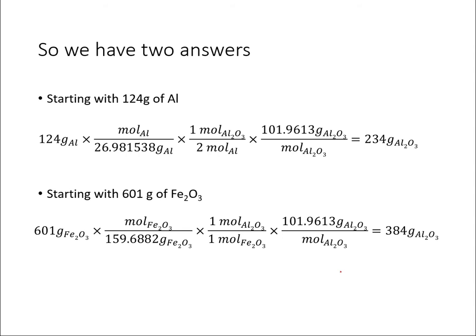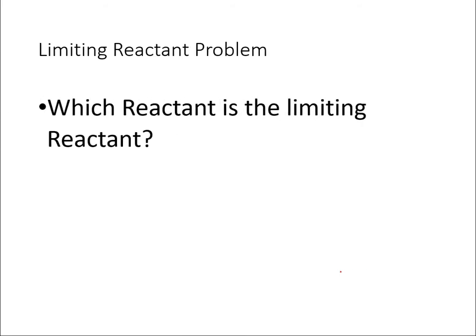So in this situation, it's the same. We're going to pick the smallest number, the 234 grams of aluminum oxide. This is how much we could make if we were to react 124 grams of aluminum with 601 grams of iron oxide. If we mix these together and allow them to react, we would make 234 grams of aluminum oxide. So question, which reactant is the limiting reactant?